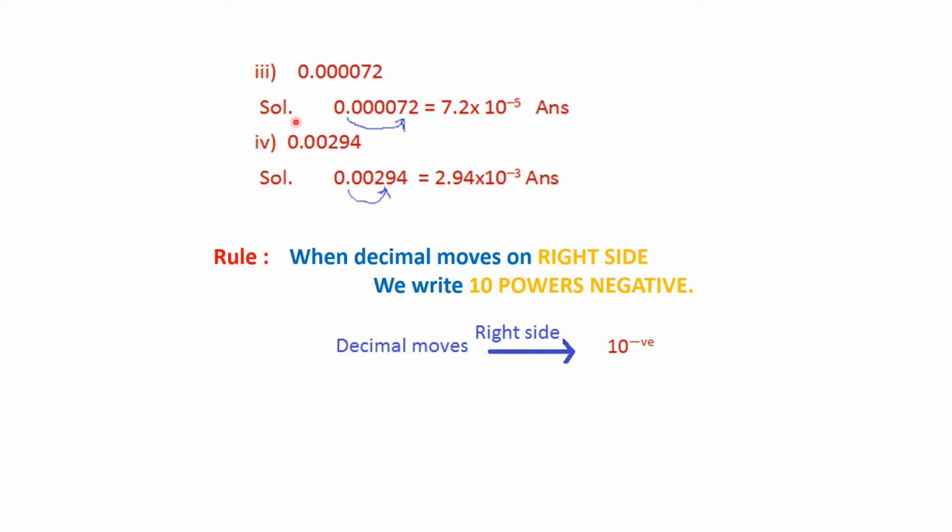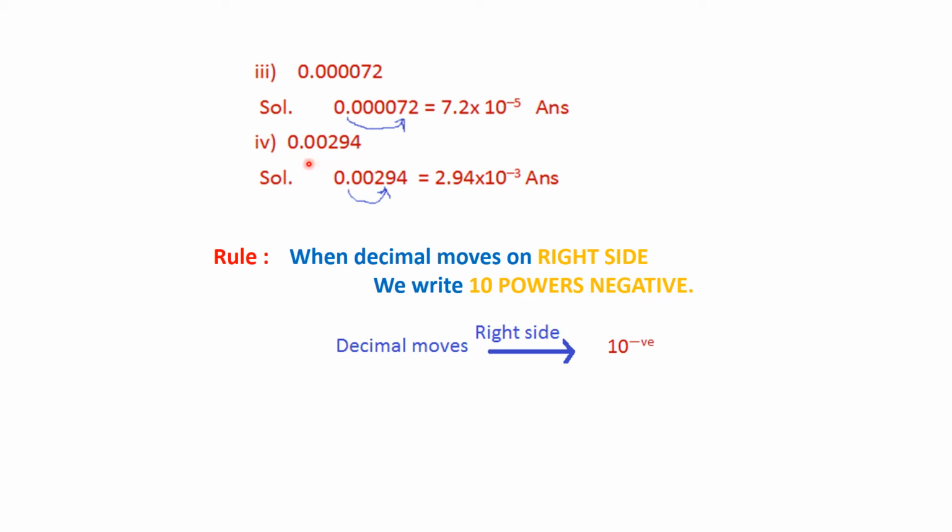Then in this third part of the example, 0.000072, change this number into standard form. We move the decimal from here to here, between 7 and 2. We get 7.2 into 10 raised power minus 5. Why is this power minus 5? Because we have moved this decimal 1, 2, 3, 4 and 5 places towards the right side, so we use here negative power 5.